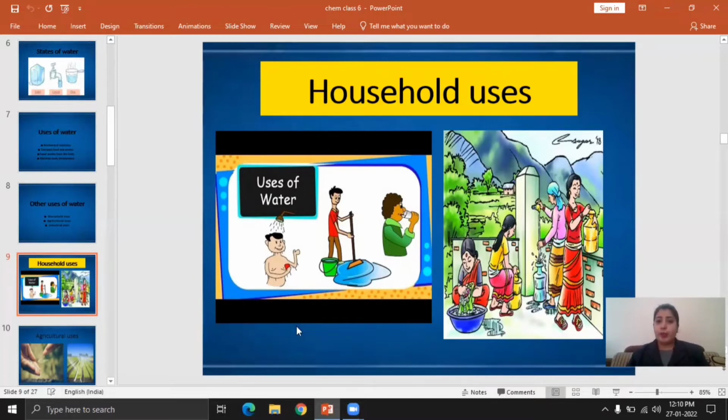Now, we should make sure that we are not wasting water. For example, when you are brushing your teeth, what can you do? You can close the tap when it is not in use, right? Instead of using pipes, you can use a bucket for taking a bath. These are some of the ways in which you can save water.